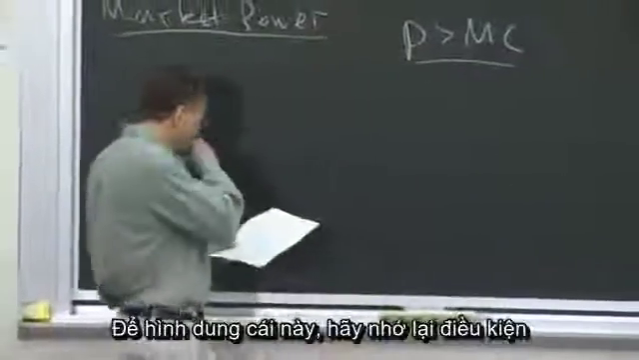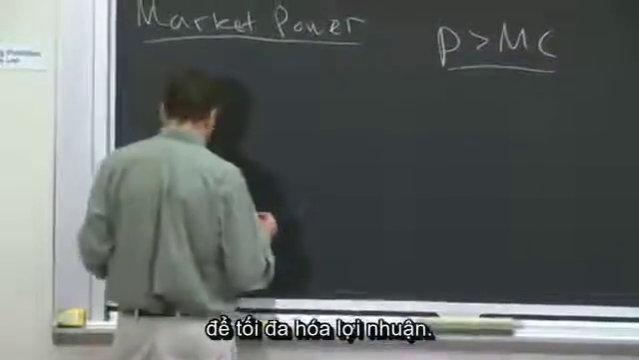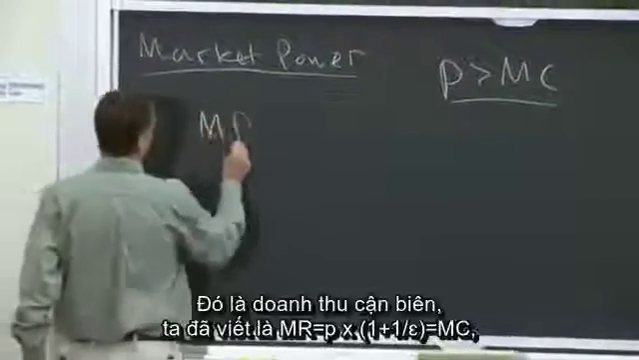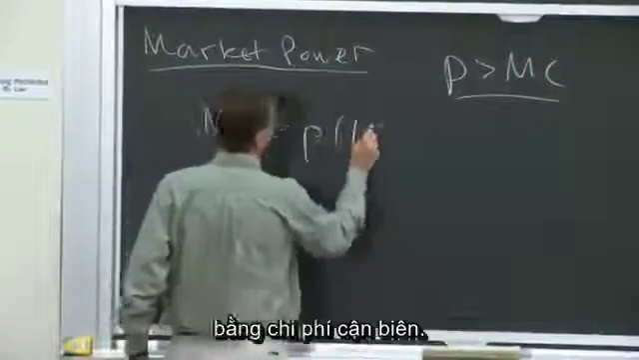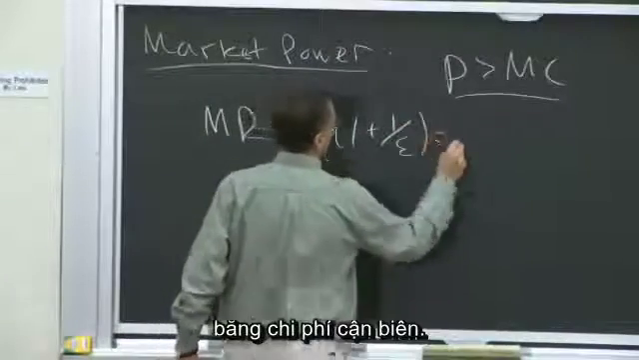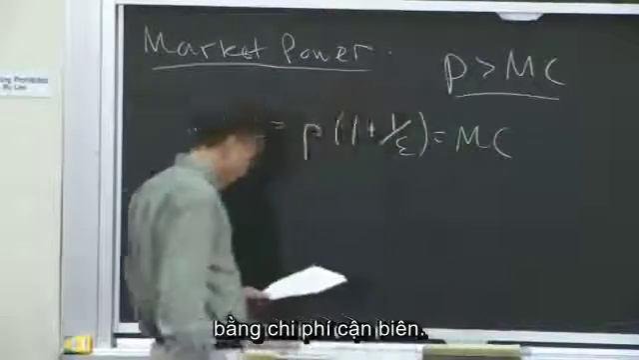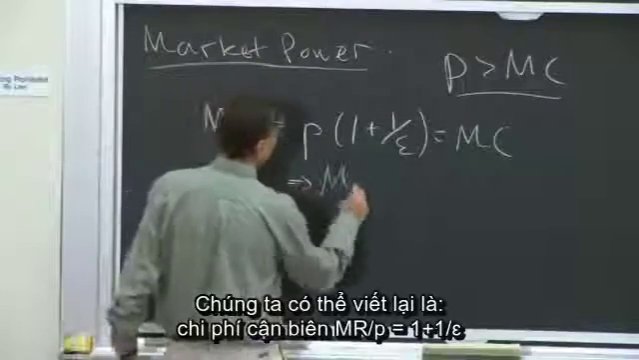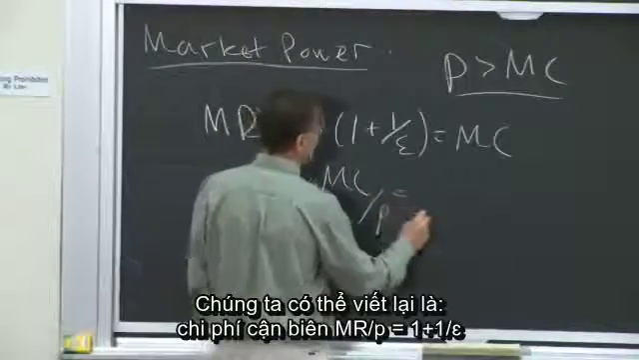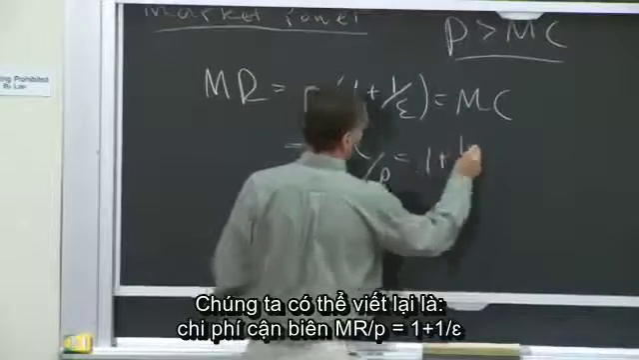Okay? Now, to think about this, remember the condition for profit maximization. It was that marginal revenue, which we wrote as P times (1 plus 1 over epsilon), equals marginal cost. Okay? So we can rewrite this as marginal cost over price equals 1 plus 1 over epsilon.